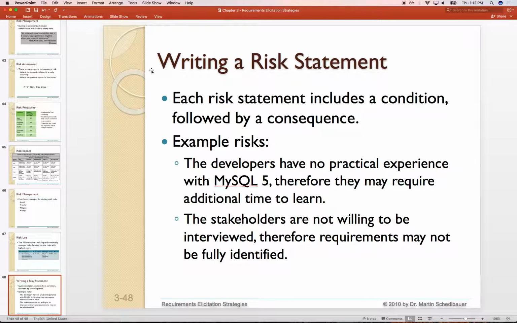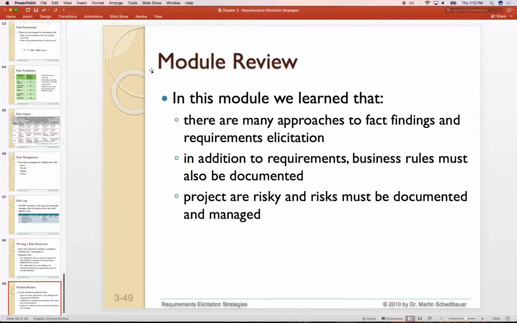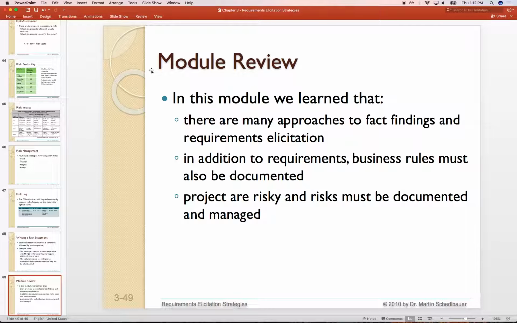So nobody knows MySQL as a developer, or stakeholders are not willing to be interviewed, so there's no way for us to go back and verify or validate our requirements. So that's very risky. You give me all these requirements, and then you're not going to be available for us to come back and ask if we have questions later on, and to measure whether our progress is correct. If you're not going to be available, that's going to be very risky to the project. So definitely we want to document all these things. And that's it.